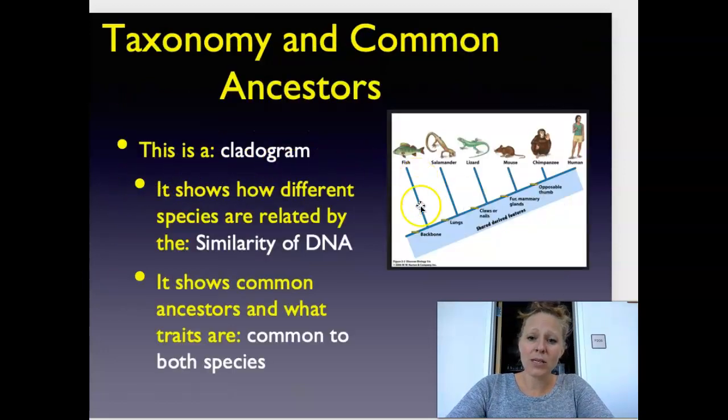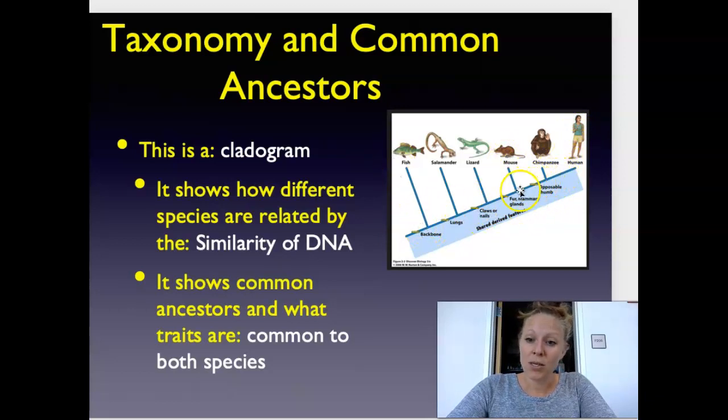And so this is how we display the tree of life. This is how we display our common ancestors, and it shows how closely related we are to things. So we can see here there's a human, there's a chimpanzee, there's a mouse, a lizard, a salamander, and a fish. And by looking at this, we can see that we are more closely related to a mouse than we are to a fish.